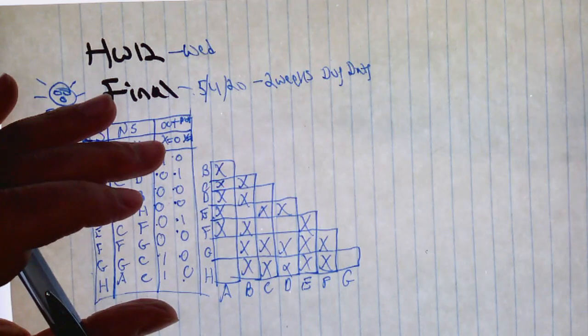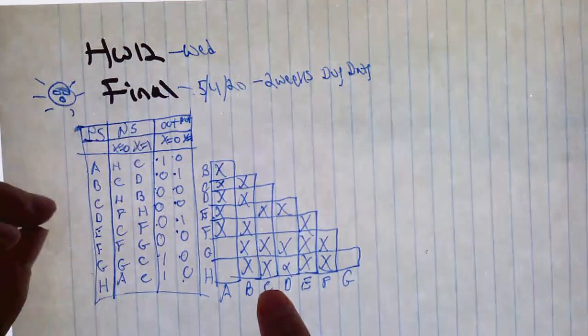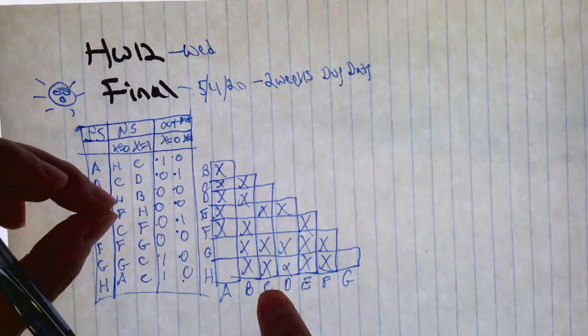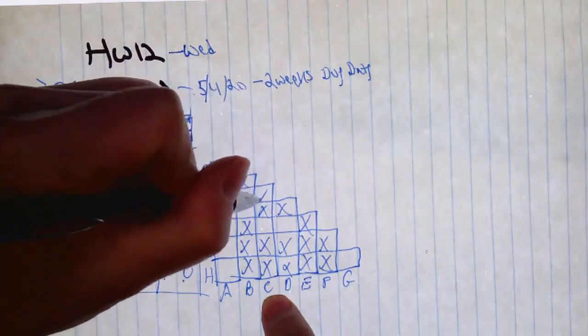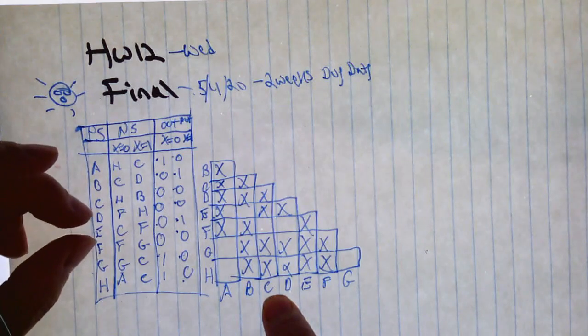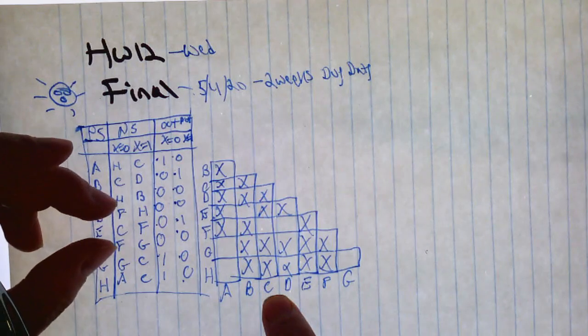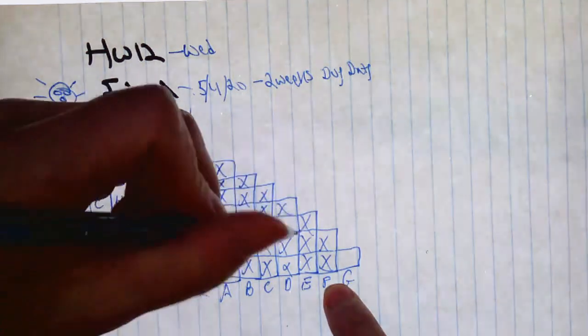So let's take a look at some of these things we might be able to do a reduction on. Let's consider C and D. C and D is not true if H is not equal to F. H is not equal to F, therefore C is not equal to D. That's pretty good. Let's do another one. Let's try C and F. C and F is not true if H does not equal F. H does not equal F, so C does not equal F.